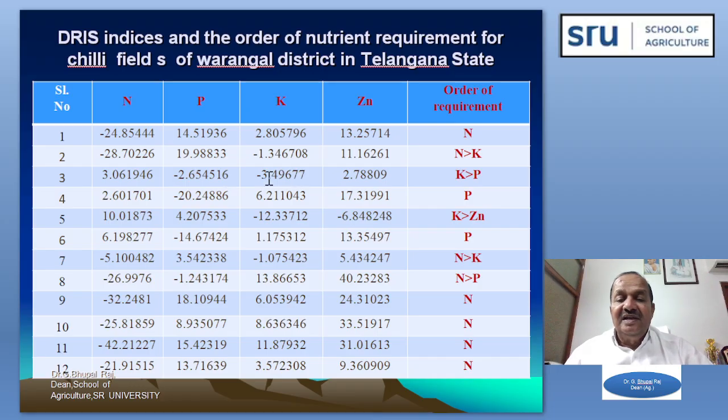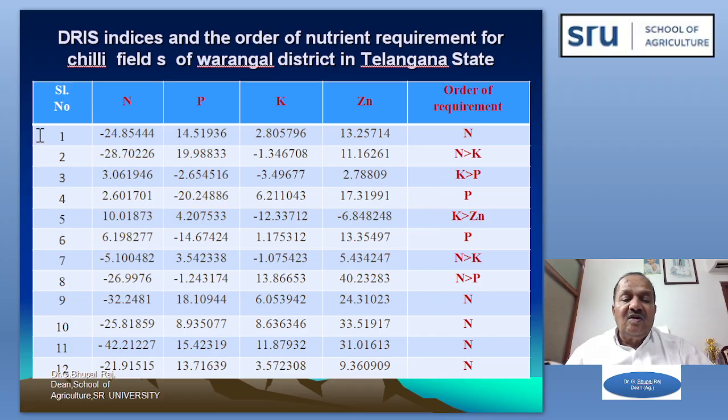The more negative value is for potash, followed by phosphorus. So that means potash is more deficient than phosphorus. Here we indicate the order of nutrients. Only deficient nutrients will be indicated, and the order of the deficiency can also be arrived at from this calculation.